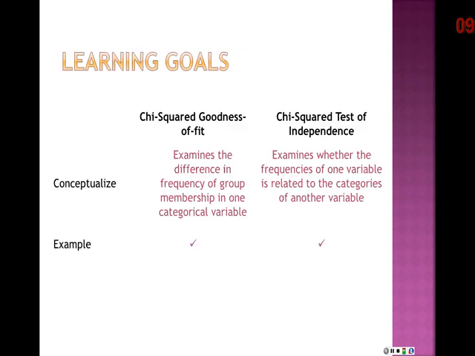So your learning goals for this, you should understand what chi-square goodness of fit does, what it examines, and in this case it examines the difference in frequency of group membership in one categorical variable. Chi-square test of independence, on the other hand, examines whether the frequencies of one variable is related to the categories of another variable, or the frequencies of another variable.